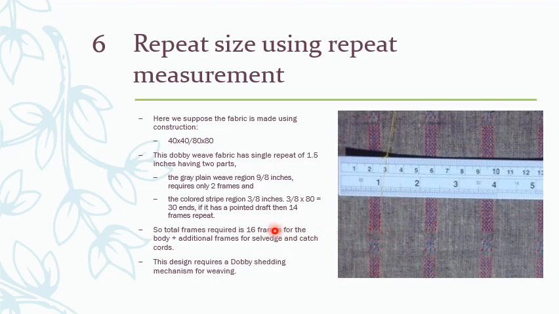But if we do the same practice for some other fabric, and we find that the requirement of threads goes beyond 30, that is 30 ends, or 30 frames, then we will not use the Dobby shedding, but we will use the Jacquard shedding.